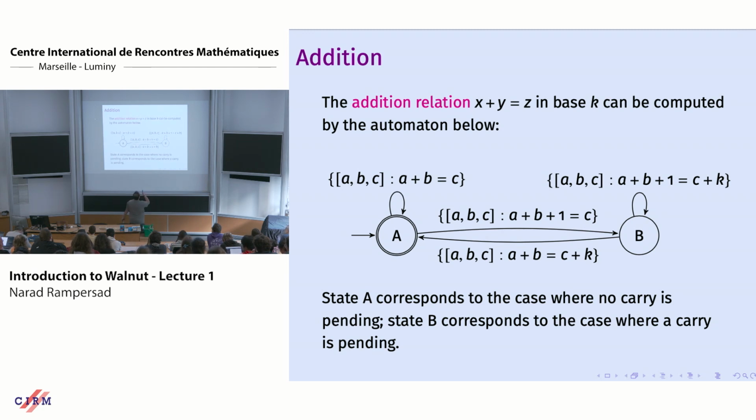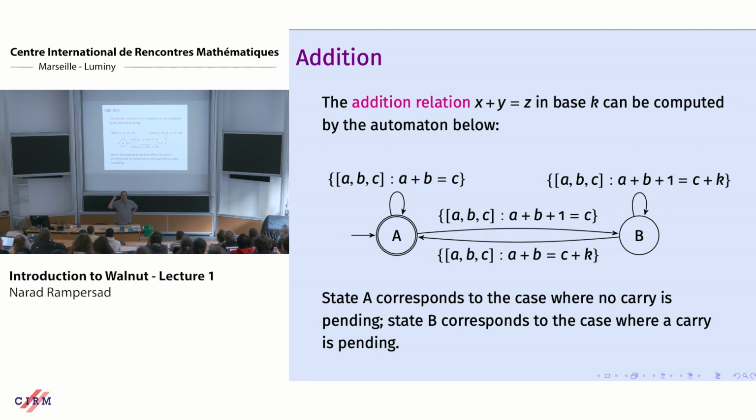So in this case, this automaton computes the addition relation. Right, so it reads these triples, A, B, and C. These are the digits of X, Y, and Z, such that X plus Y equals Z. All right? And so, it shouldn't be too hard for you to convince yourself that this automaton does check correctly the addition, right? The usual addition, symbol by symbol with a carry.